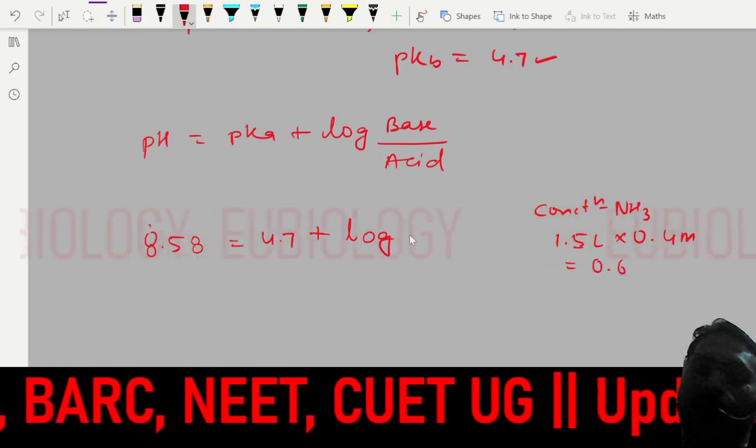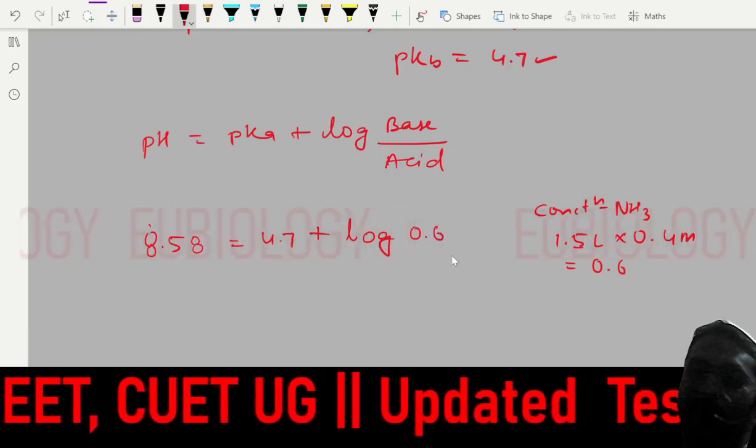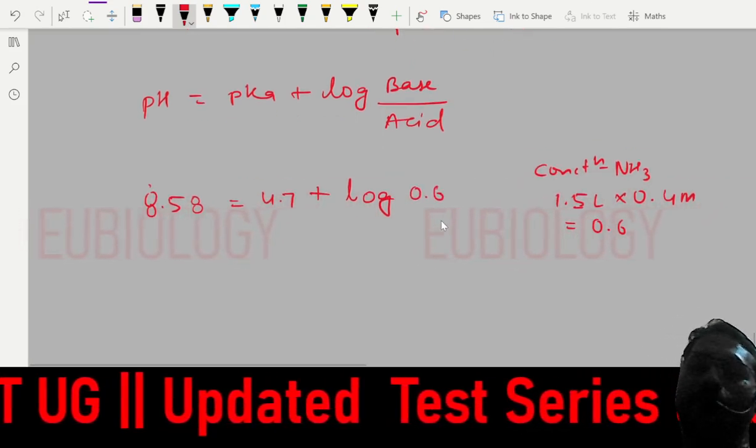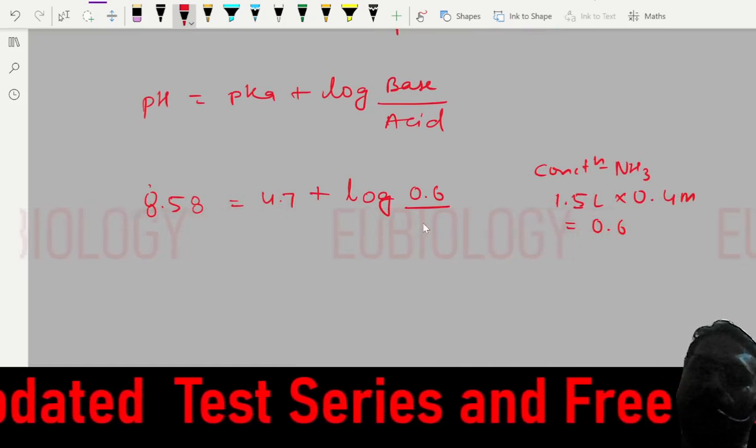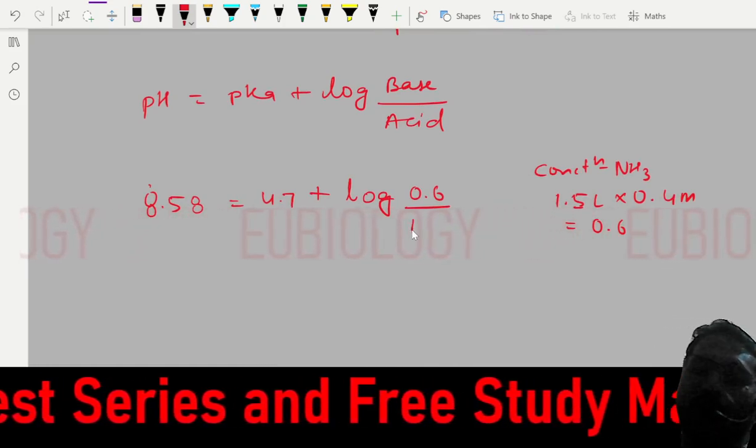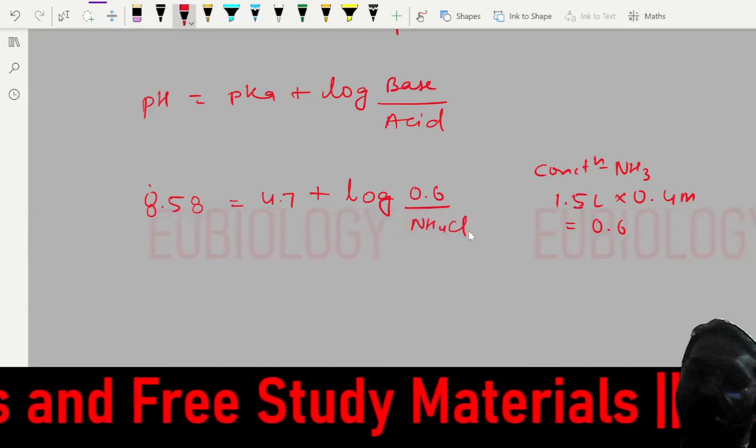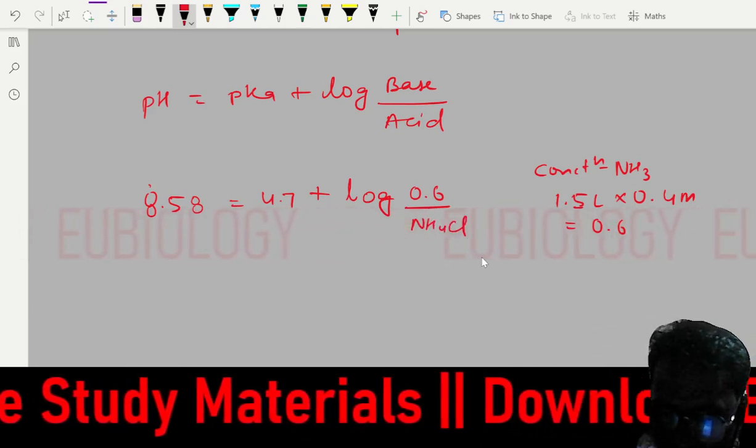0.6 will come, 0.6 divided by acid. So NH4Cl, you can write NH4Cl. So now what you have to do?